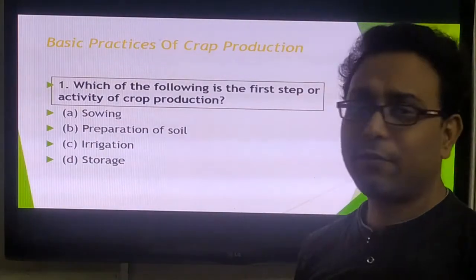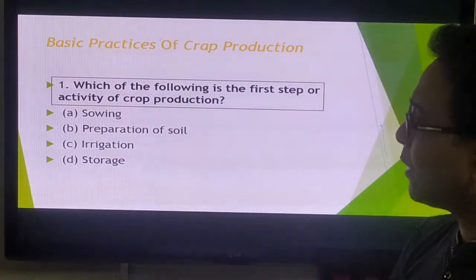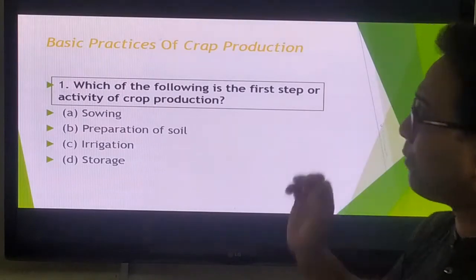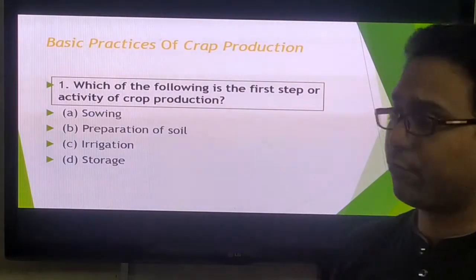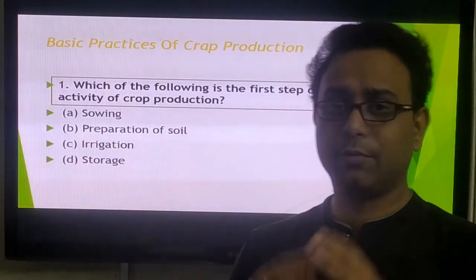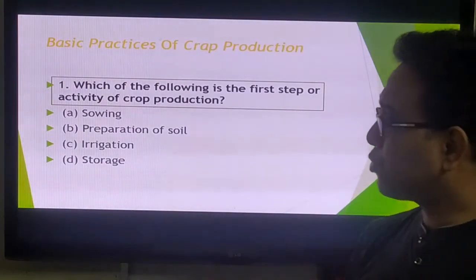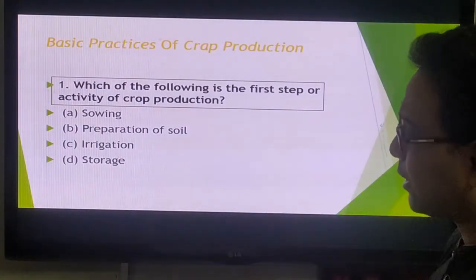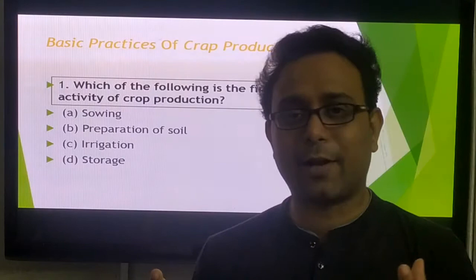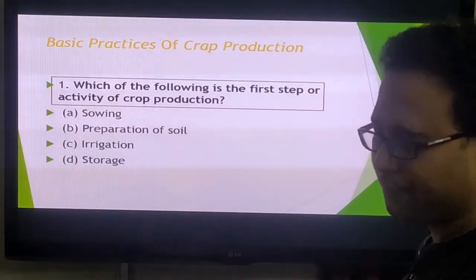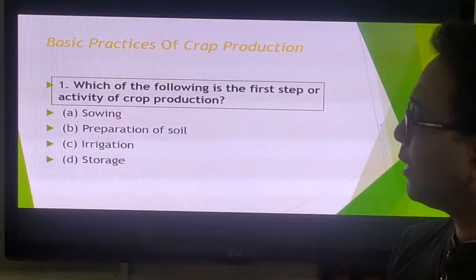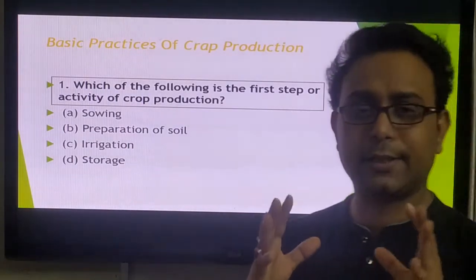For the first question in our quiz: which of the following is the first step of activity of crop production? Write down in the live chat: preparation of soil, irrigation or storage. Which one is the right option? In the live session, all of the students please mention it.